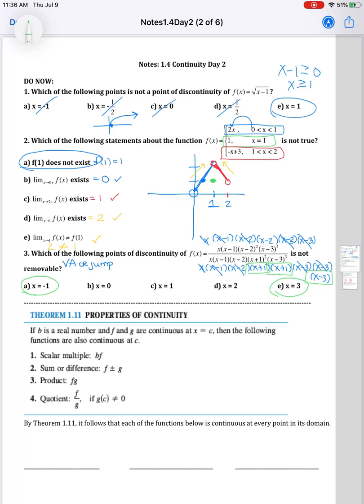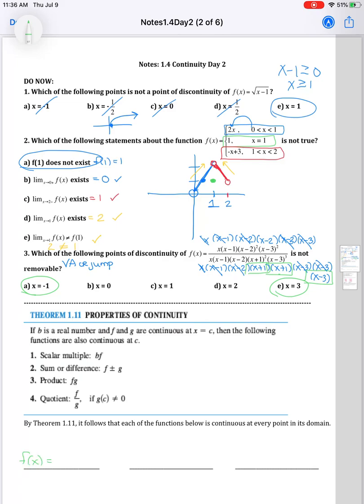All right, so when we talk continuity, a lot of the properties do apply. You can multiply, you can add or subtract, and you can divide. So I'm going to give you just a few instances of these, just so you can see combinations, and then we're going to go over something called the intermediate value theorem. All right, so it follows, we got continuous at every point in the domain.